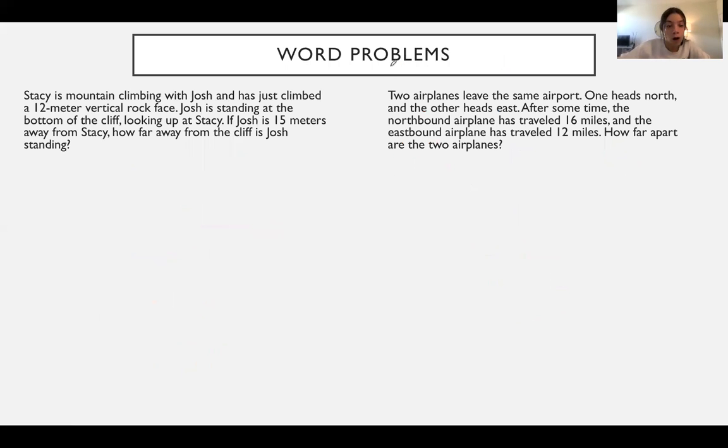Now we're going to do some word problems. These are a little bit more difficult because you actually have to figure out how to set up each side. Stacy is climbing with Josh and has just climbed a 12-meter vertical rock face. Josh is standing at the bottom of the cliff looking up at Stacy. If Josh is 15 meters away from Stacy, how far away from the cliff is Josh standing?